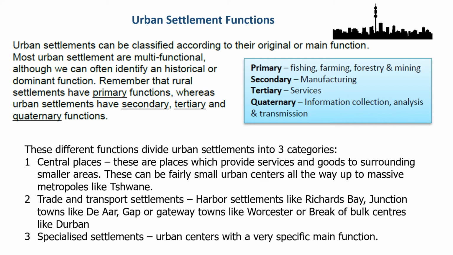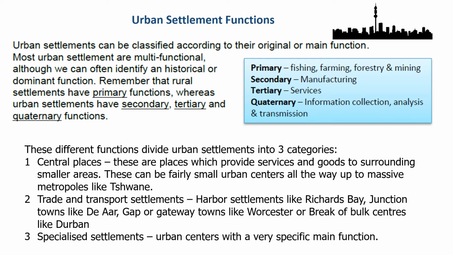Trade and transport settlements. These specifically, we're looking at places like Richards Bay, which is a harbour settlement. Junction towns, Daar. The saying used to be that all railways in South Africa went through Daar. And then there are gateway towns like Worcester, which is at a gap in a mountain range. So you literally can't go anywhere else. You have to go through that space. And then break of bulk centres. These would also be classified up there with harbours.